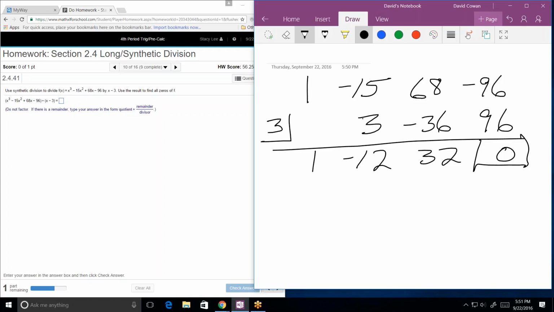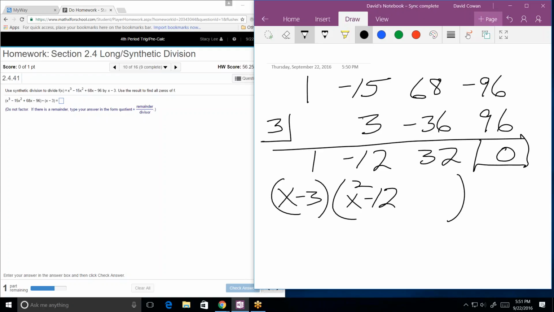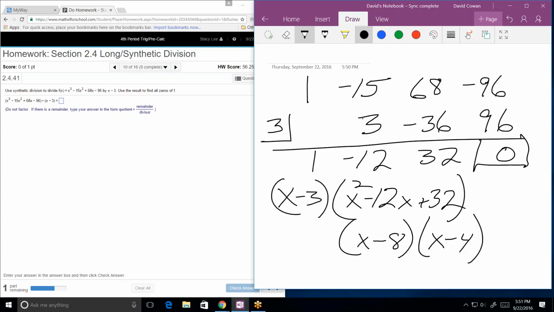Okay, so here's what I have. I have x minus 3 is one of the factors. What's the other factor? X squared minus 12x plus 32, and that factors into x minus 8, x minus 4. So our 3 zeros are what? 8, 4, and 3. Correct.